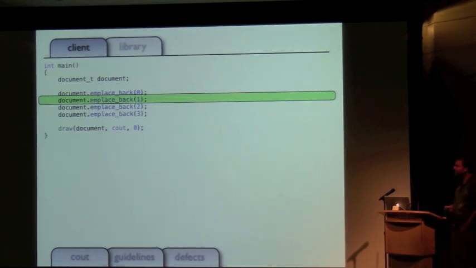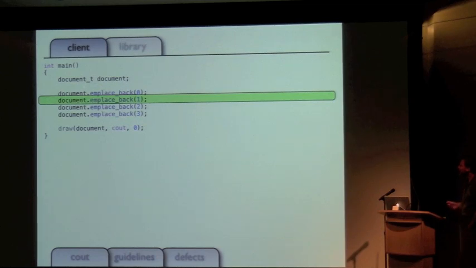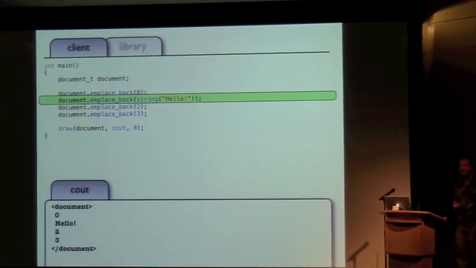So now, did people follow all that? Okay, so now we can take our document and we can put a string in it. And we get that. So we've got a little bit of polymorphism going on here. We didn't have to make our string class inherit from something, and we didn't have to make our int class inherit from something. And we've got a little bit of polymorphism going on.